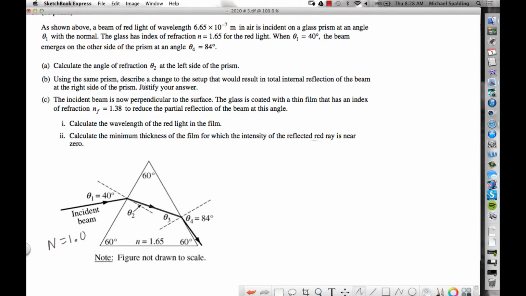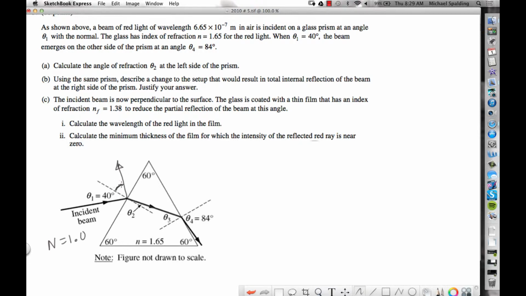Now, first question. Calculate the angle of refraction, theta 2, at the left side of the prism. Oh, I want to mention one other thing. This given diagram is not showing the reflection. At each boundary, there's also a reflection, but the diagram doesn't show it. So this incident beam comes in, and they're showing the refracted ray into the prism, but just be aware, there's also a reflected ray like that.